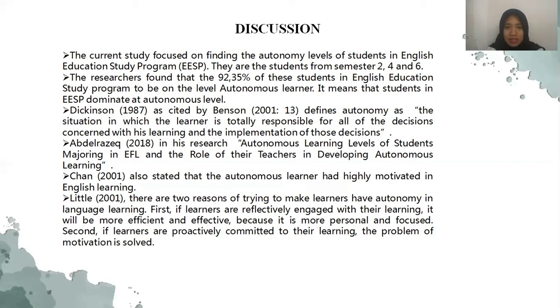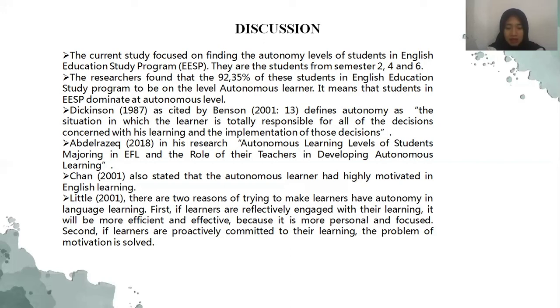because in this study that had been researched by the researcher, the lowest score or the lowest level in the study, the dependent level, is in the dimension about the role of the teacher. It means the role of teachers in ESP still needs a lot, to guide the students to being autonomous learners. And then Chan 2001 also stated that autonomous learners are highly motivated in English learning. It means that the students who are autonomous learners have high motivation in learning English.